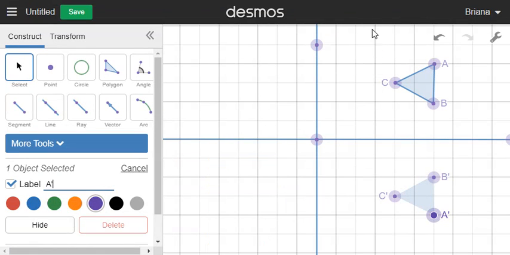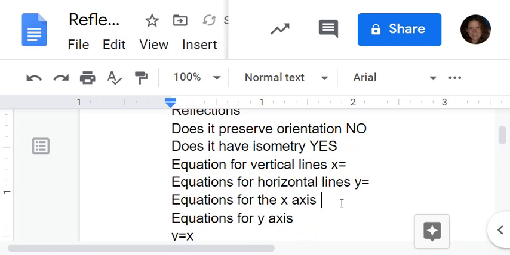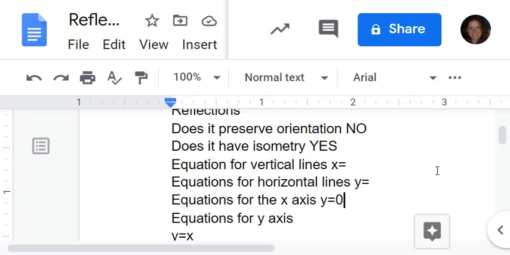When we do equations for vertical lines, we're going to use x equals. These vertical lines right here, where they cross the x-axis, we call that x equals. Equations for horizontal lines are going to be y equals. Equations for the x-axis seem opposite, but they're not. We're going to talk about y equals 0. On that x-axis, y is always 0 no matter what x is. So it's y equals 0.